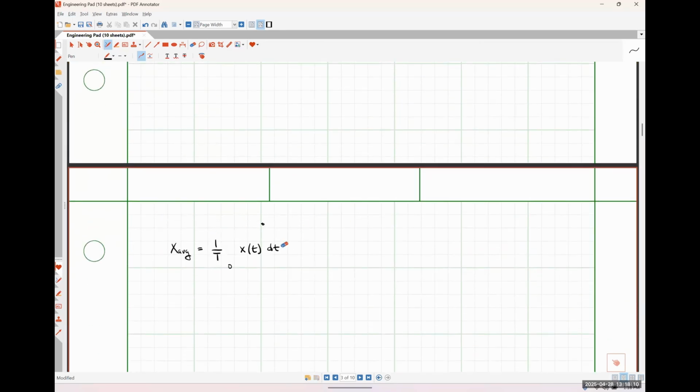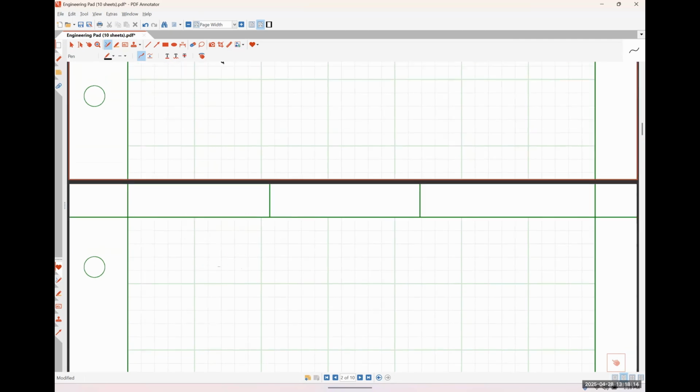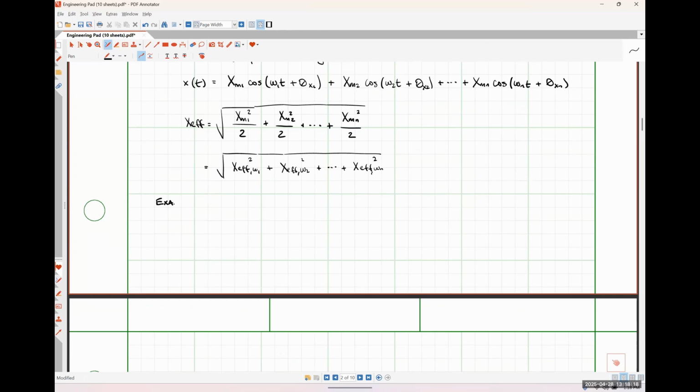So let me get rid of this stuff right here. So let's say that I have a voltage signal V of t that is of the form 5 plus 8 cosine 50t plus 29 degrees plus 12 sine 100t minus 18 degrees volts. I want us to find the effective value of this guy.